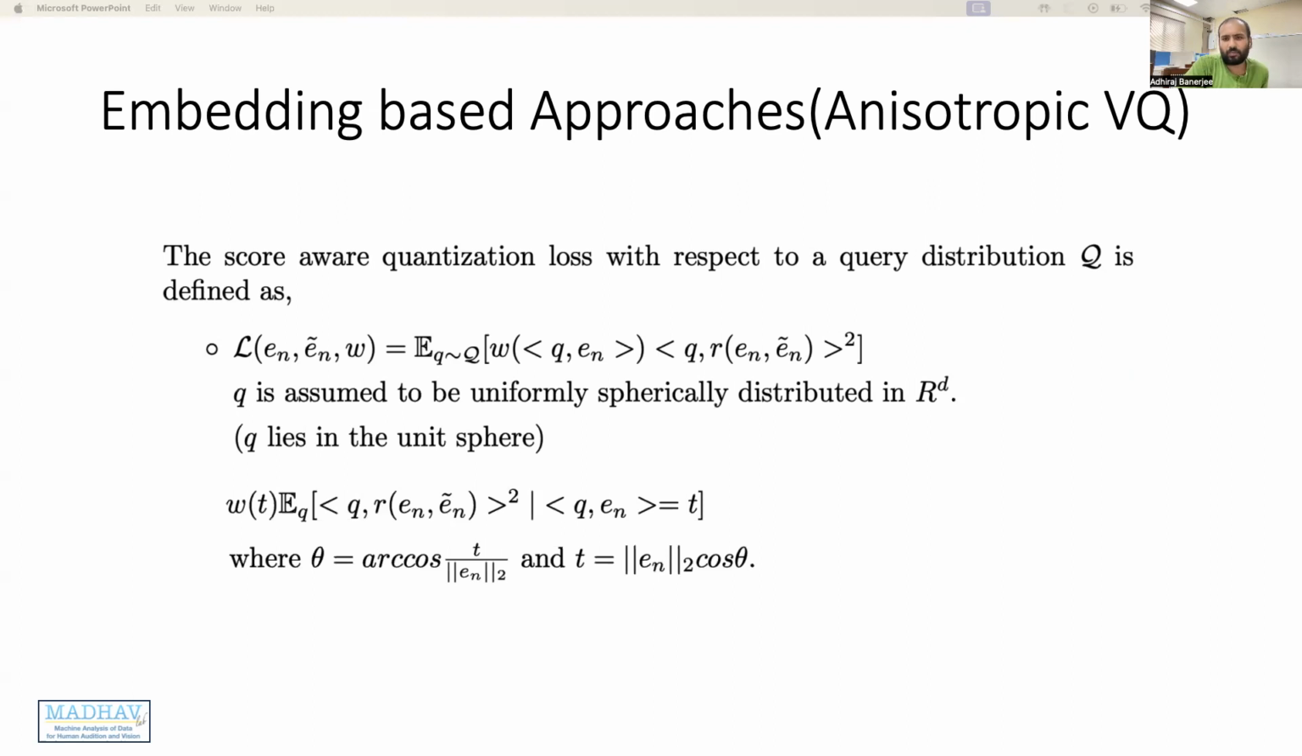Here, t is a particular value of the inner product. The value of t is the norm of the database embedding En times the cosine of the angle between the query and embedding En. For this value, we get a particular value of the weight, which is now independent of the query. Hence, we can take the weight value outside the expectation. Why should the expectation exist at all? Well, we actually have a set of queries for which the inner product can take the value t.